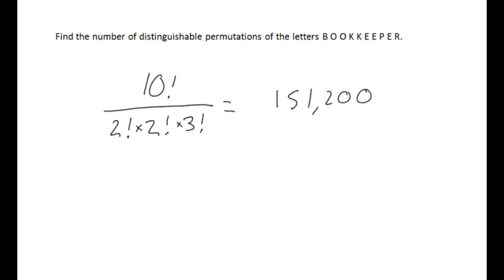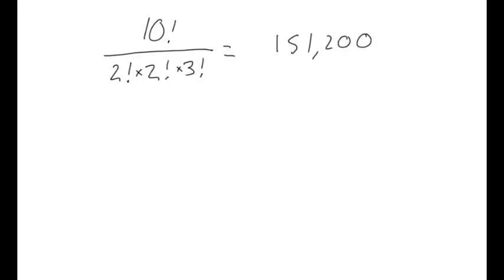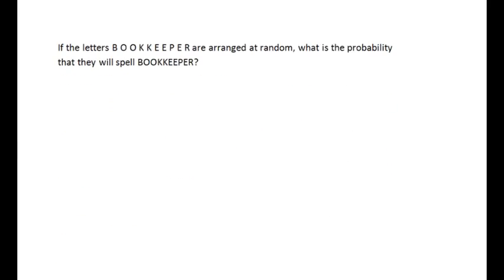Let's look at another very similar example. If the following letters are arranged at random, what is the probability that they actually spell the word bookkeeper? So, again, since this is a probability, we'll have a numerator and denominator. The denominator would be the total number of ways in which we could rearrange those letters. So there's 10 letters. The total number of ways in which we could rearrange them would be 10 factorial.